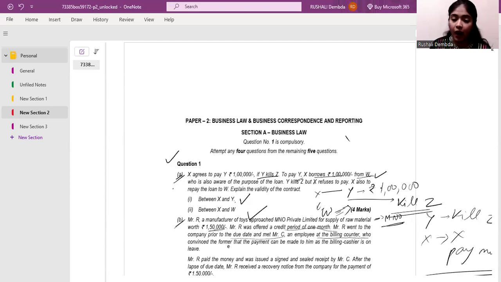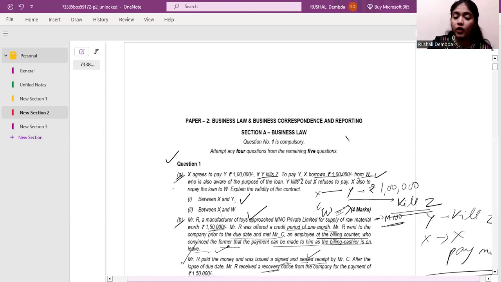At the billing counter, Mr. C convinced R that the payment could be made to him as the billing cashier. He said that the cashier was on leave, and he disguised himself as an employee of the company. R, trusting the company's employee, paid the amount of 1,50,000. He also took a signed and sealed receipt from Mr. C. In a few days, R received a recovery notice from the company for payment of 1,50,000.